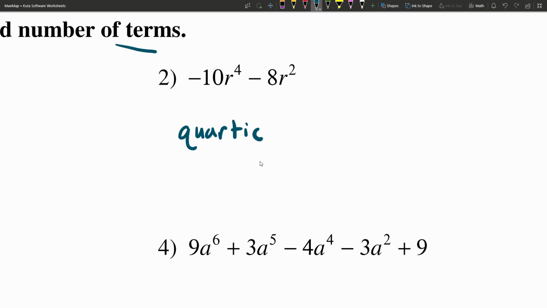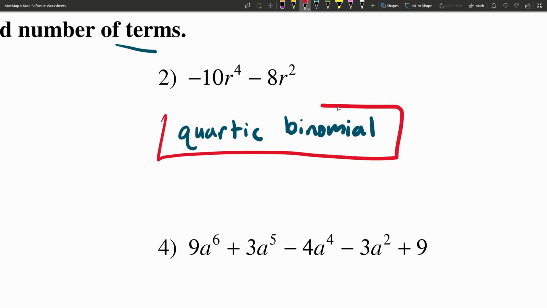So naming it by the degree, we just now need to figure out how many terms. And you can see here, we have one term and then we're subtracting a second term. A polynomial with two terms is known as a binomial. So this is a quartic binomial. Let's move on to number 3.